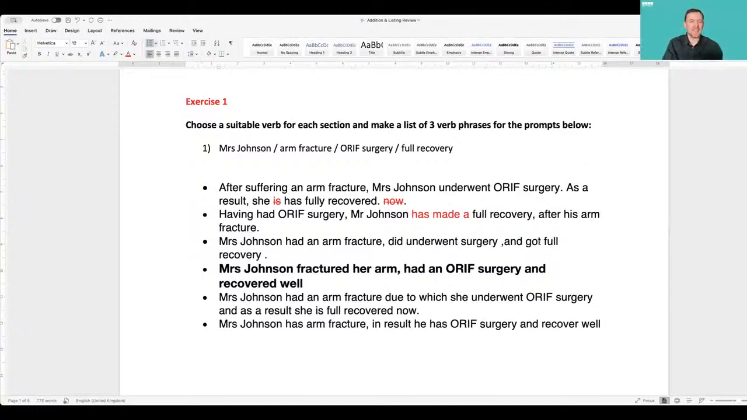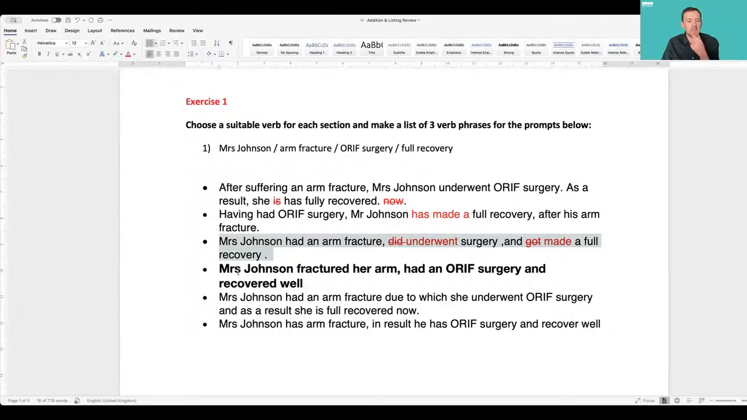Underwent surgery and got a full recovery. So you wouldn't say got. What verb would it be for full recovery? Made. Okay, yeah, it's made a full recovery. So these are collocations, aren't they? In OET, underwent is the common collocation that you would do. It's professional instead of using did and made a full recovery. That's the common collocation. But it's a nice verb listing.